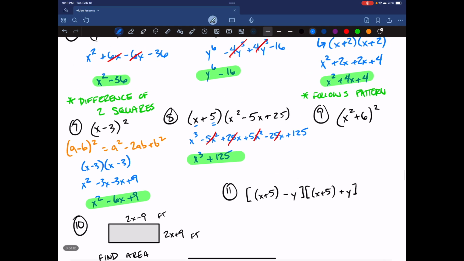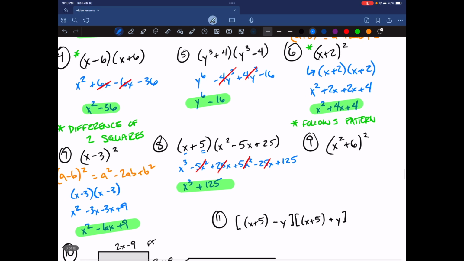Okay, number 9. It's just like 6 and 7. All right, you got x squared plus 6 times x squared plus 6. So that's going to be x to the 4th plus 6x squared plus 6x squared plus 36. Clean it up. You have x to the 4th plus 12x squared plus 36.